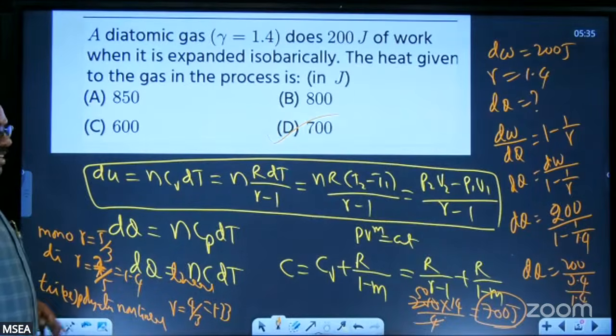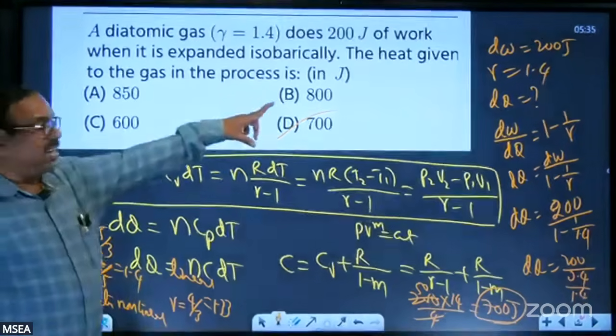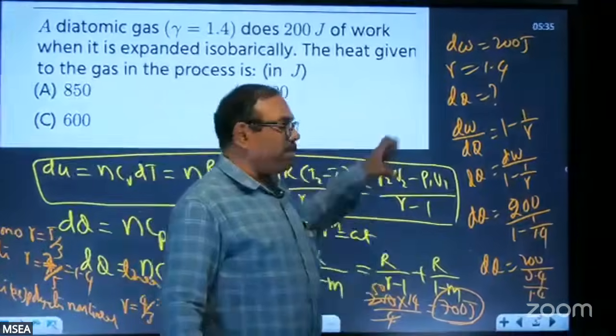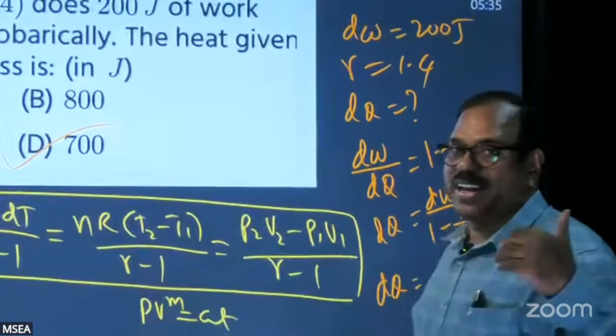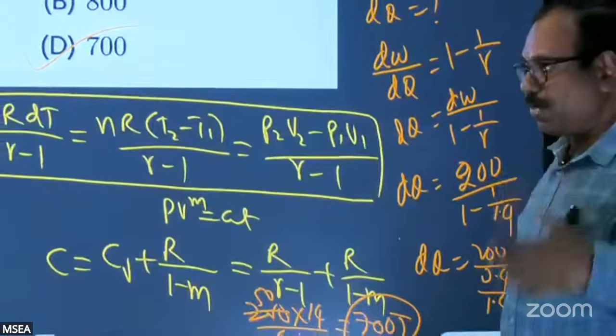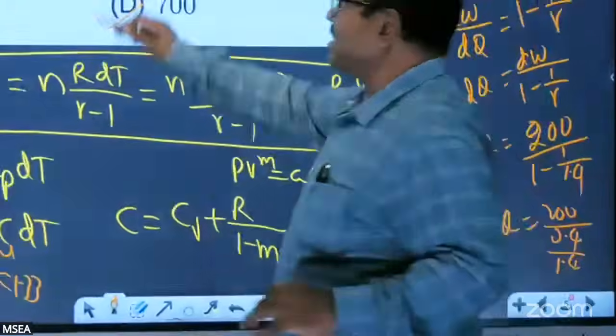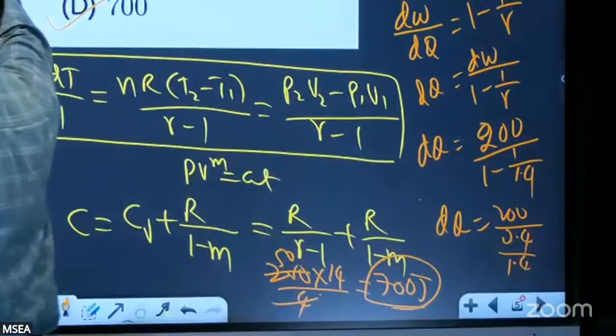That way you have to remember. Understood? So you have to remember in this: dw by dq is equal to 1 minus 1 by gamma, whereas du by dq is equal to 1 by gamma. And for a monoatomic gas, if it is given, you can take it. Otherwise, suppose if it is given.